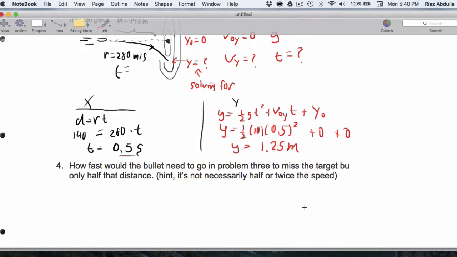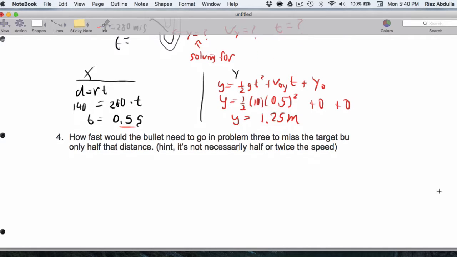Now let's be really clear. It says how fast would the bullet need to go in problem 3 if it misses the target by only half the distance. Let's be really clear. We're not missing the target because we shot left or right. That's not what's going on. And let me say one other thing.